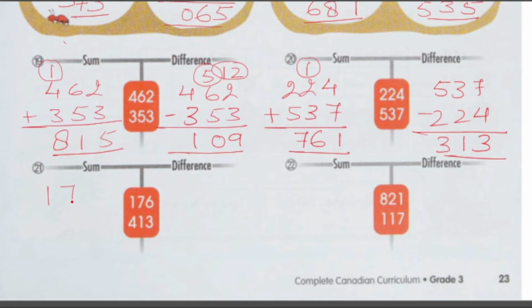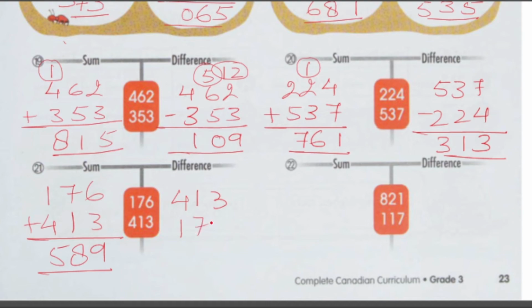176 and 413. So 6 plus 3, 9. 7 plus 1, 8. 4 plus 1, 5. The sum is 589. For the difference, we have to take 413 upwards and 176 downwards. Now we have to subtract.